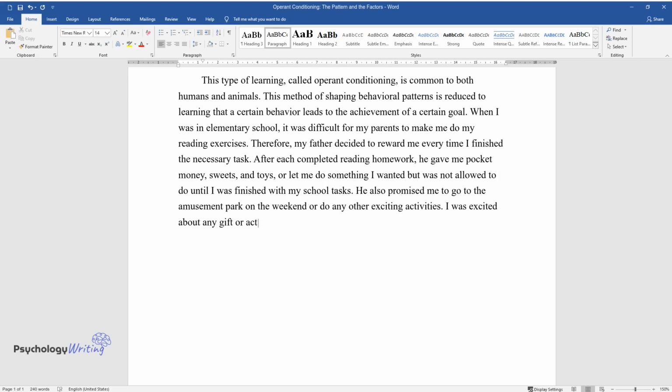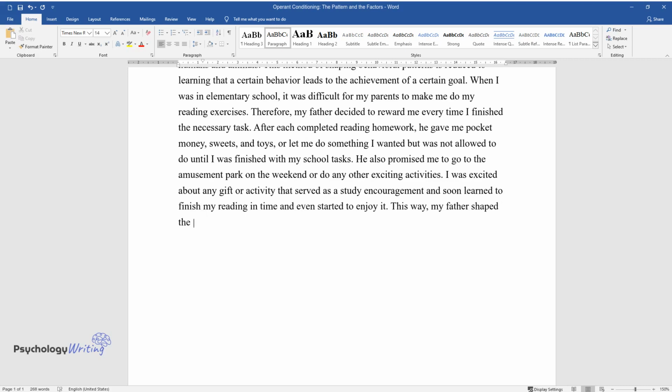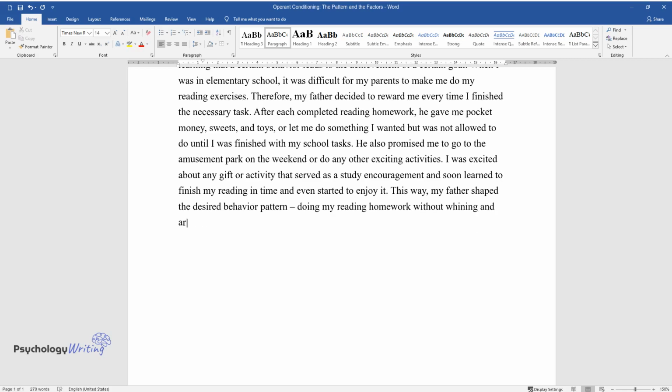I was excited about any gift or activity that served as a study encouragement and soon learned to finish my reading in time and even started to enjoy it. This way, my father shaped the desired behavior pattern, doing my reading homework without whining and arguing for hours, by implementing positive reinforcement.